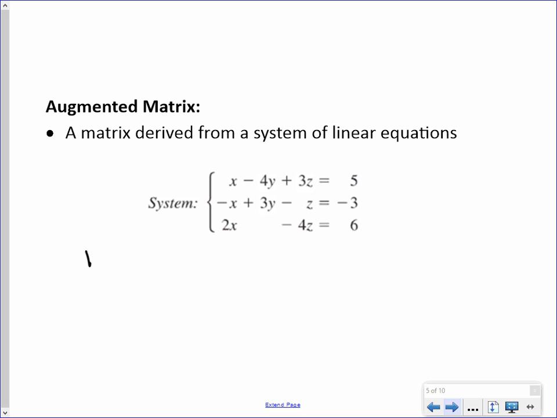Okay, so let's write our augmented matrix together. We know it's going to be a 3 by 4 matrix, so I'm going to give myself a little bit of space to get 3 rows.